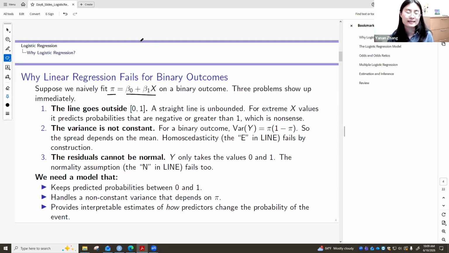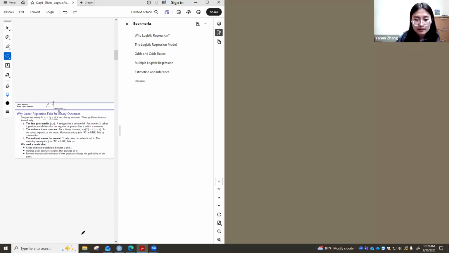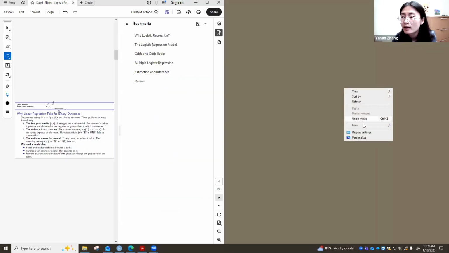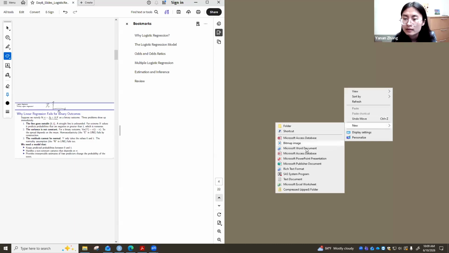So let's look at this plot. Suppose here our outcome is X, our vertical axis is the probability pi, right?